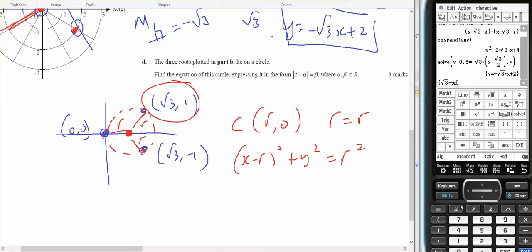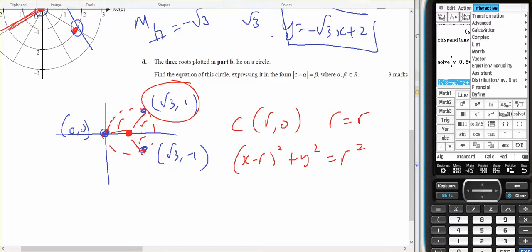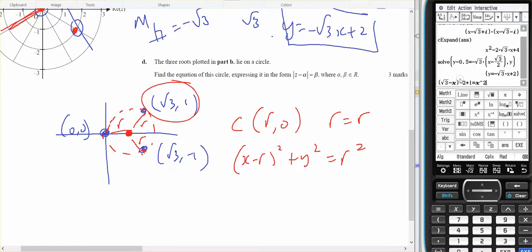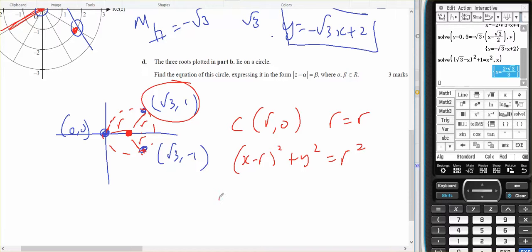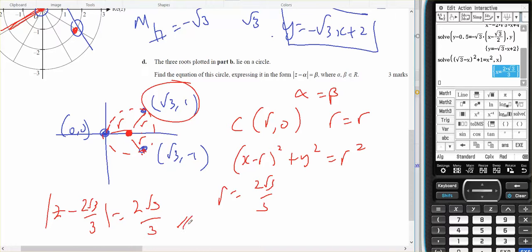Minus x, I'll use x for r, plus y squared, and y squared is 1, so that's 1, equals x squared. And solve for x. So that's my radius is 2 root 3 on 3. Therefore, alpha equals beta, so it's z minus 2 root 3 on 3 equals 2 root 3 on 3 is the answer to part D.